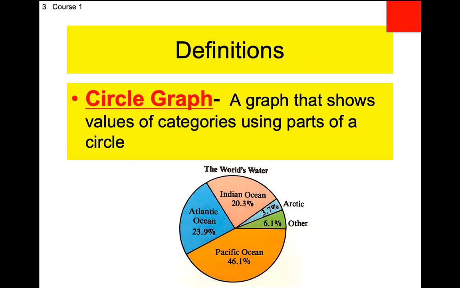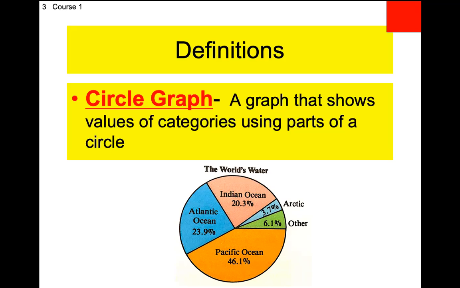So a circle graph, well, it's a graph, and it shows values of categories. How it shows those values of categories is by using little pieces of the circle. In other words, they break the circle up into parts, and each one of those parts has a representation. Notice the colors are different, the numbers are different, and the labels are different.